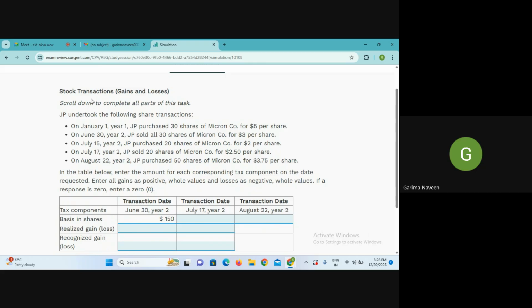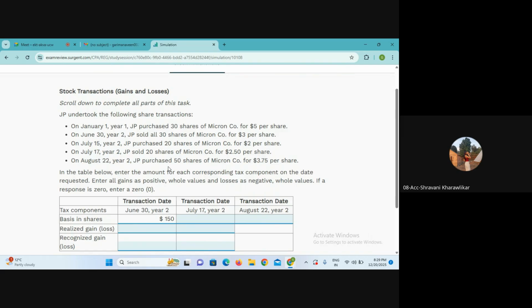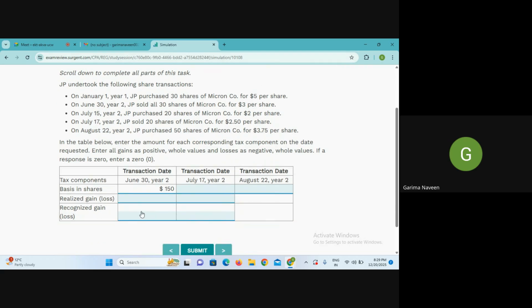That's why I have taken this simulation for today. For the basis of shares, ma'am, will it be 30 into 3? Okay, so you are saying 30 into 3, or is the first one only correct? We take the first as the basis, then the second we use for realized profit and loss. Okay, so that means you have a realized loss of $60.